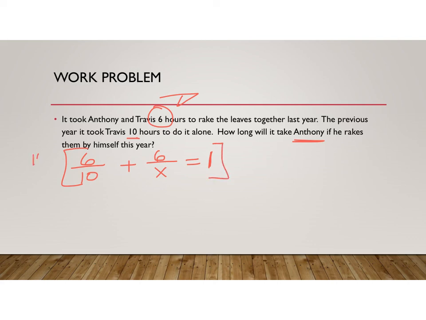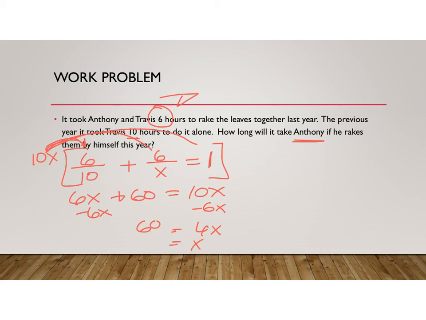So now I multiply through by my least common denominator. Make sure you show this work as you're doing the problems. Those 10s will cancel. You get 6x. My x's would cancel. I'd get 60. 10x times 1 is 10x. Subtract 6x, and I get x to be 15. 60 divided by 4. So it takes Travis 10 hours alone. It takes Anthony 15 hours alone. Together, they could do it in 6.